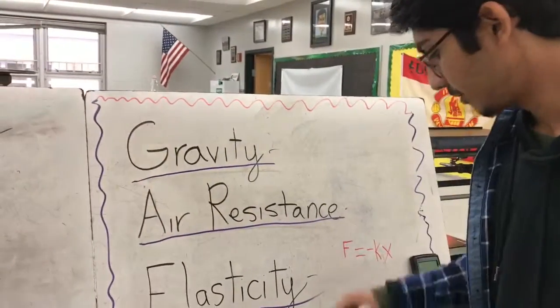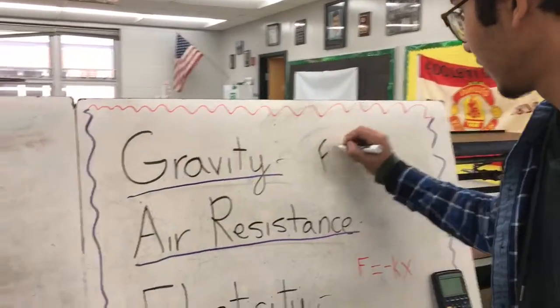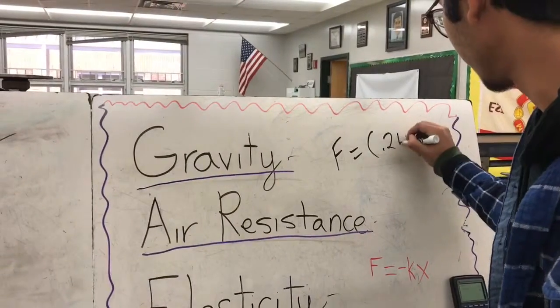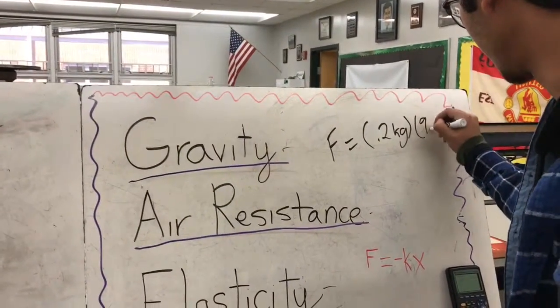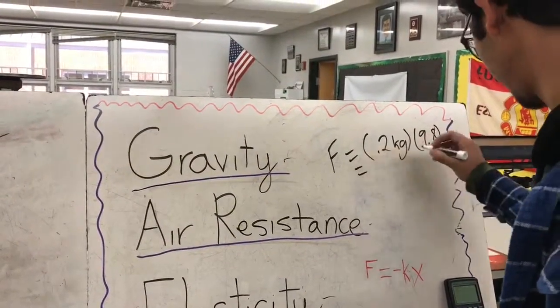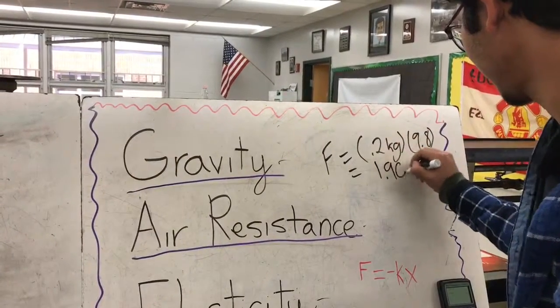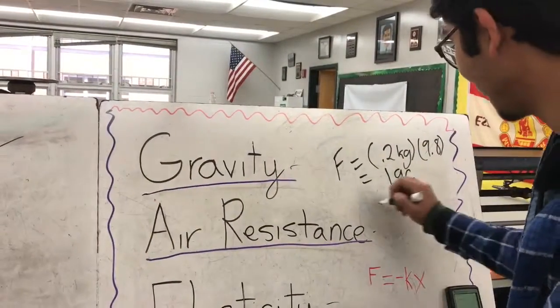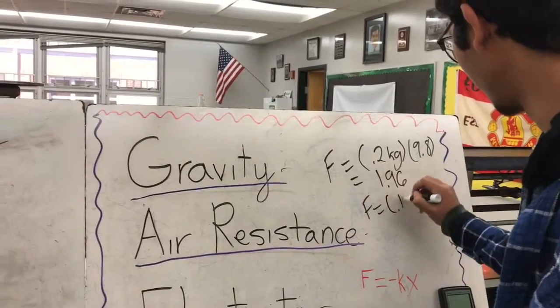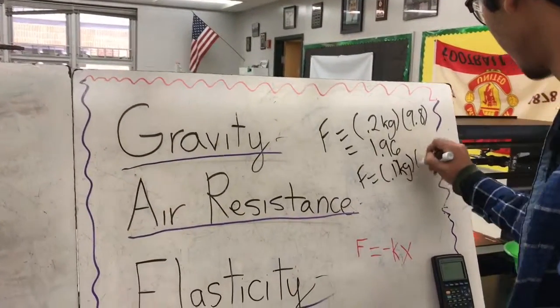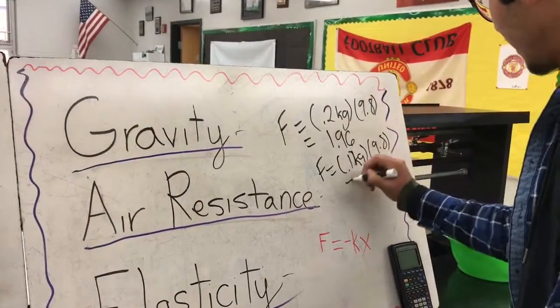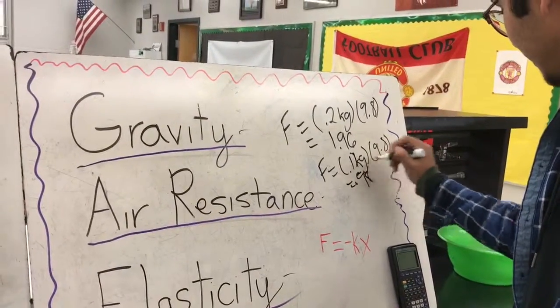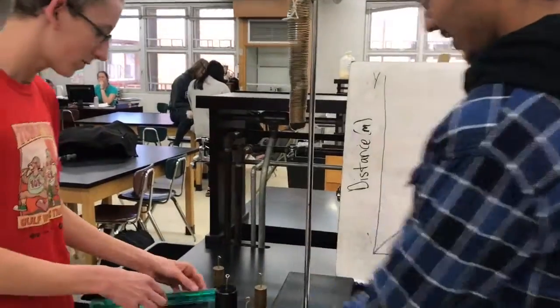And for this one, F equals 0.2 kilograms times 9.8, and that equals 1.96. And for this one, F equals 0.1 kilograms times 9.8, and that equals 0.98. And then Daniel's going to demonstrate.